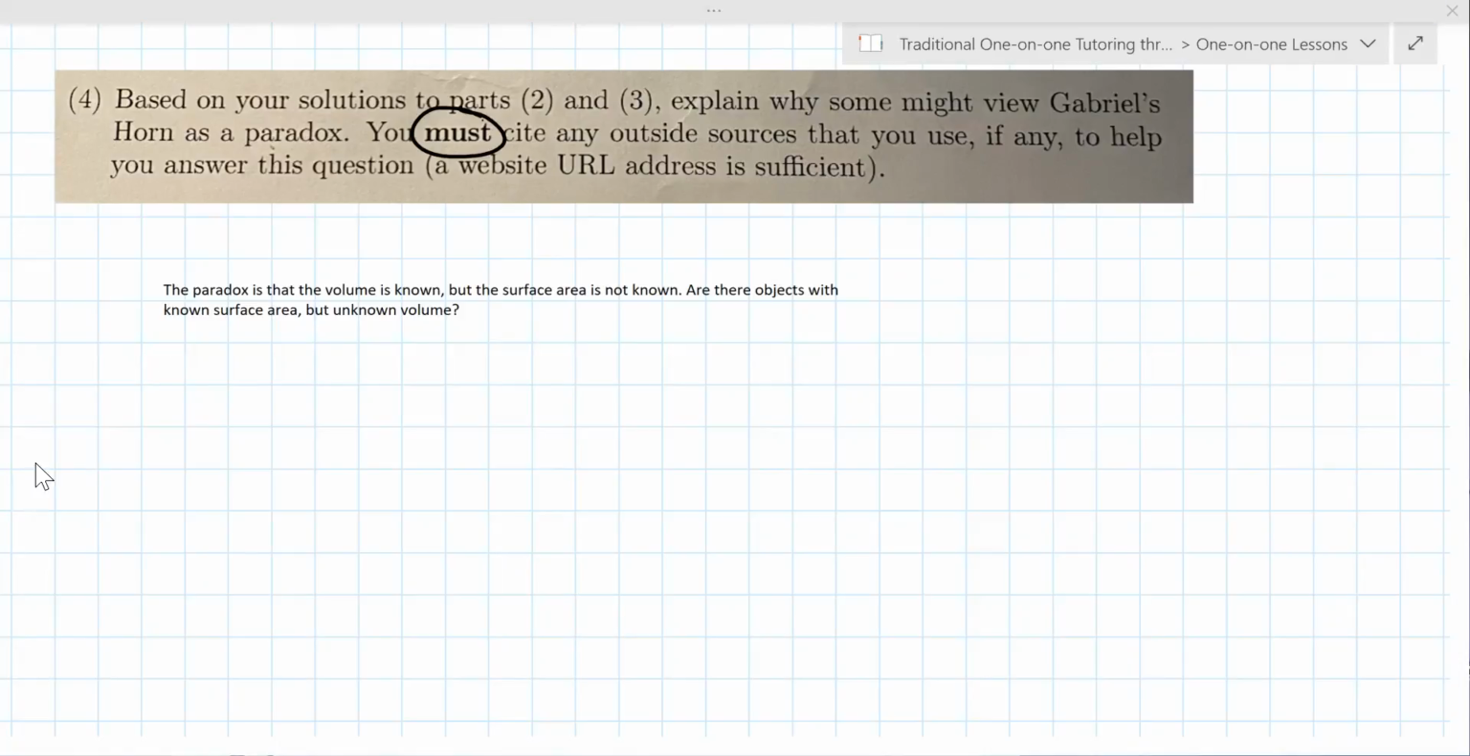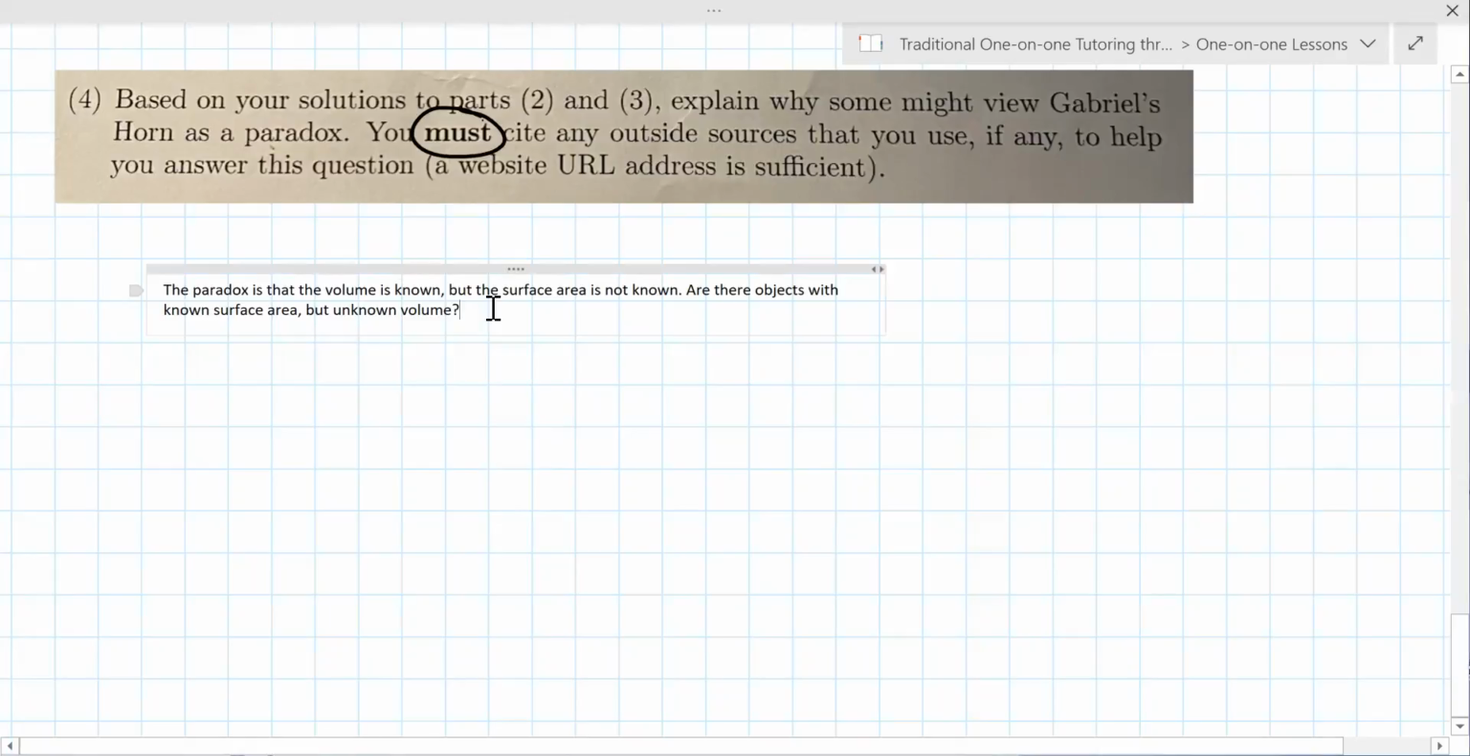You could also use words like, instead of known, words like finite or fixed volume, but infinite surface area. And I don't really like that use of the word infinite, but that may be the only option.